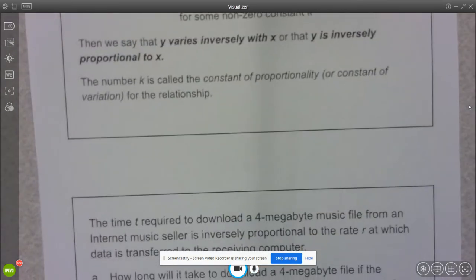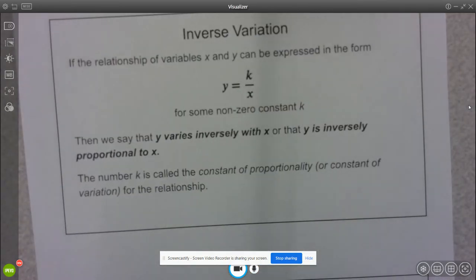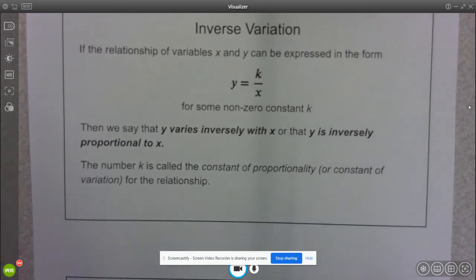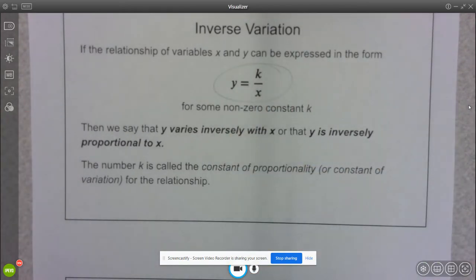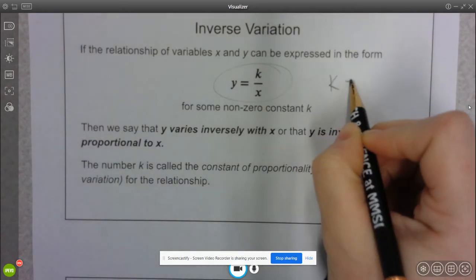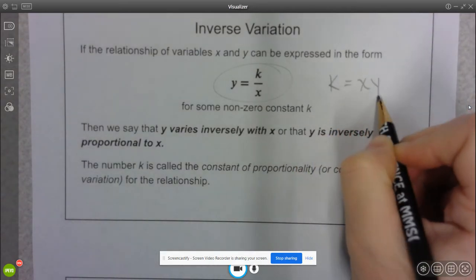If it's inverse, we're actually going to see this function here. If you isolate k, then I would have k equals x times y.